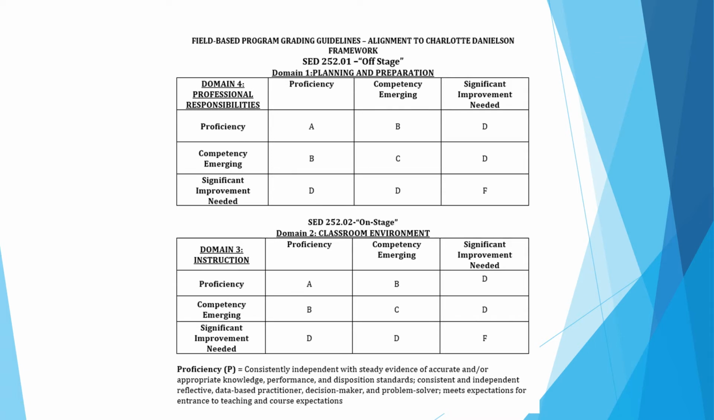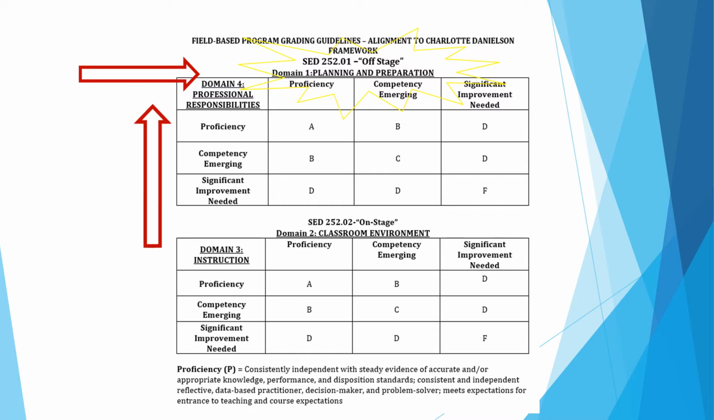The following matrix is utilized to determine your grades for SED 252, section 01. Remember, this is your off-stage teaching performance. First, you will look at your overall grade rating from Domain 1, your planning and preparation. This is right up here. Then you will look at the rating for Domain 4, your professional responsibilities.